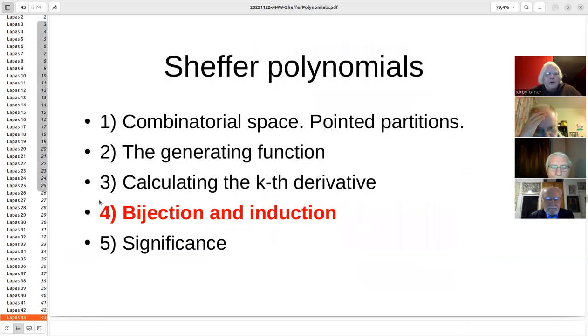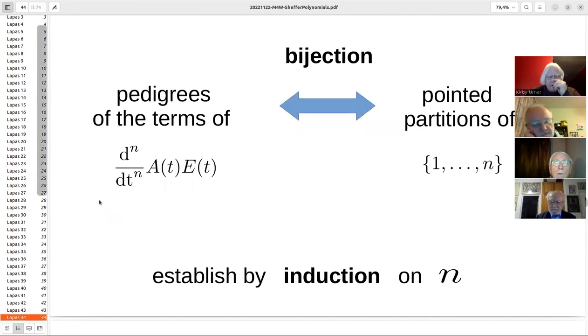And once you know that, then you can try to use a combinatorial argument to explain how this is connected. So now we're going to say that, well, when we have 15 pedigrees of these terms, then we'll have 15 pointed partitions, right?